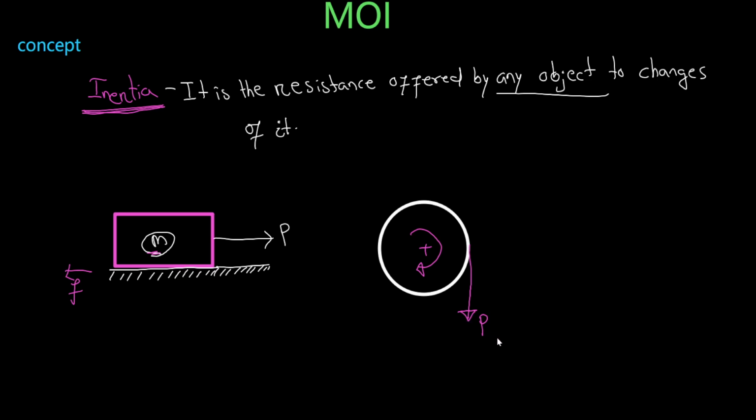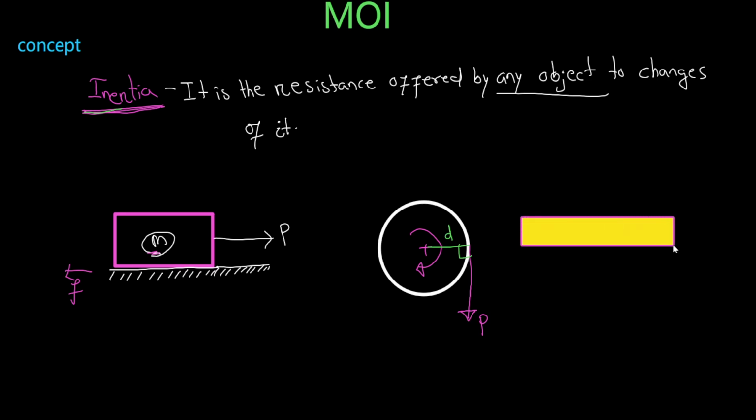Whenever we are applying a P Newton force at some certain distance, the moment due to that force about the center is nothing but force into perpendicular distance d. That is the moment I'm applying, but the object is not rotating. Why? These are the examples of inertia.